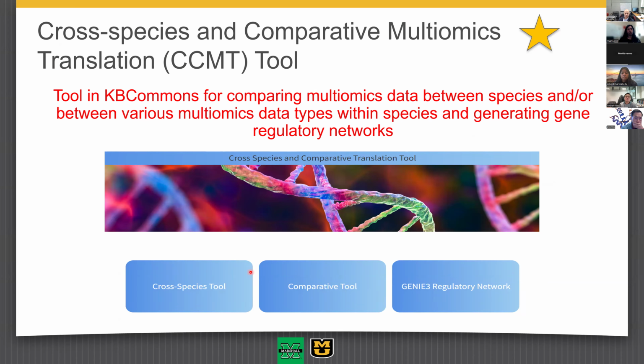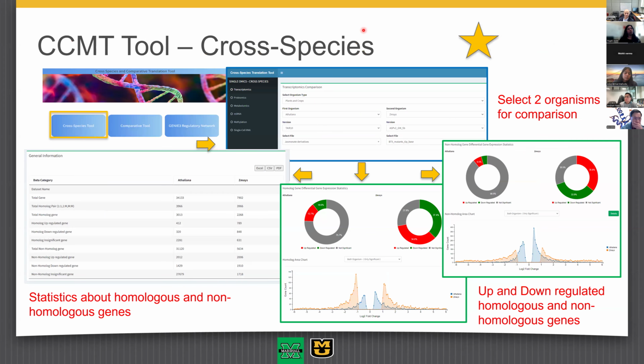There's a cross-species component, there's a comparative component between multiomics, and then there's a regulatory component that you can utilize. So 3 functionalities. First, cross-species allows you to select 2 organisms, whether 2 plants, mouse or human. You can select the comparable experiment or designs that are already in KB over there.